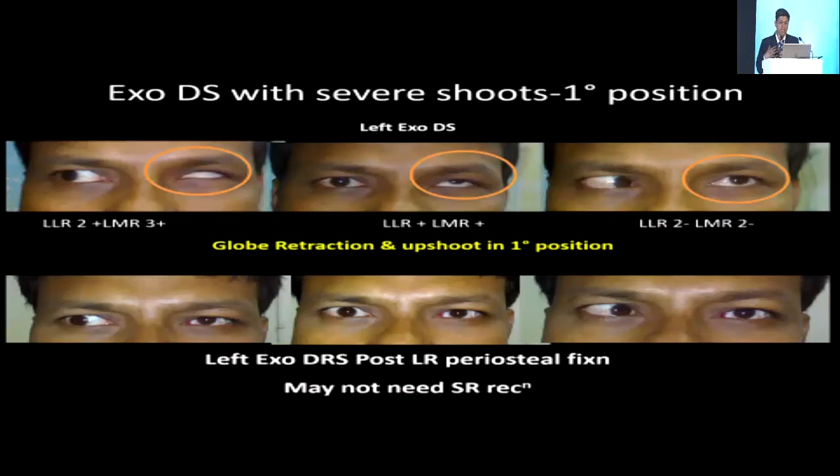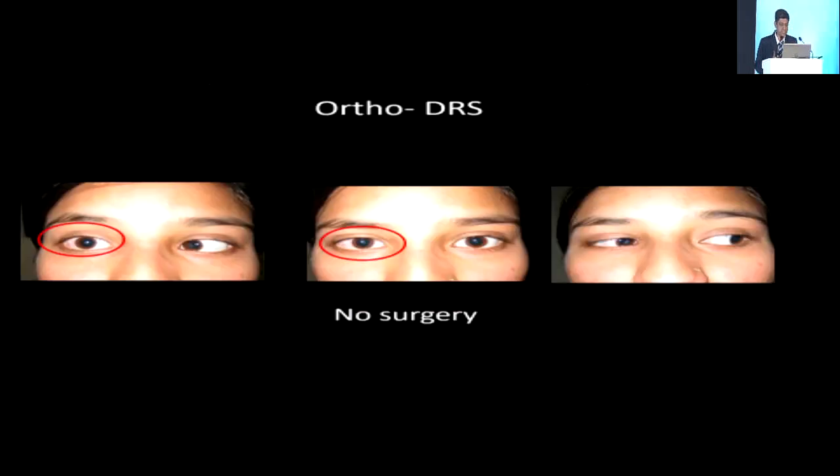Exodwans with severe shoots, you can see the severe amount of globe retraction. Remember, sometimes the retraction may be present in primary gaze itself, and that may be the cause for the hyper or hypotropia, and you may not require a vertical muscle transposition surgery in that case. So first, release the lateral rectus, make sure that the FDT is free, you've removed the co-contraction, and then see if there are any residual vertical deviations. Sometimes that may also be due to inferior oblique overactions.